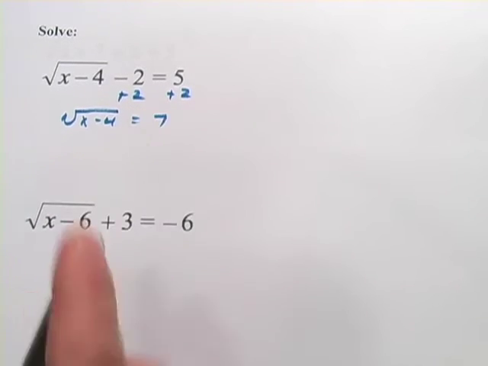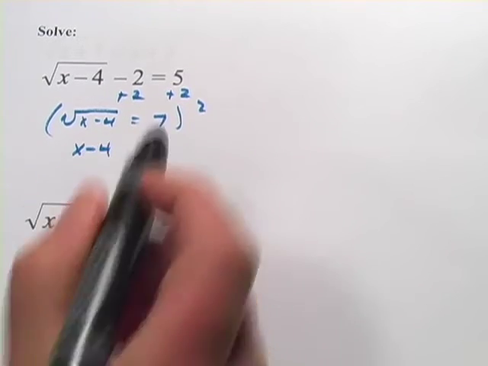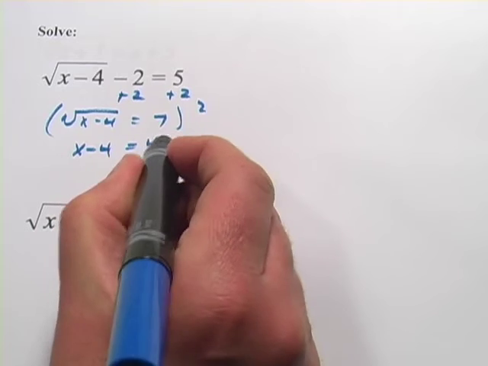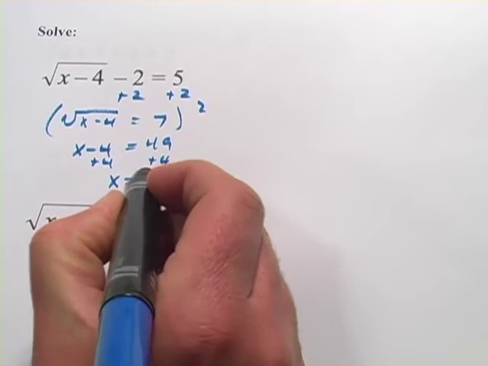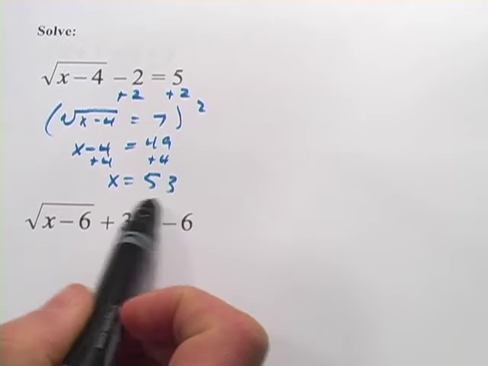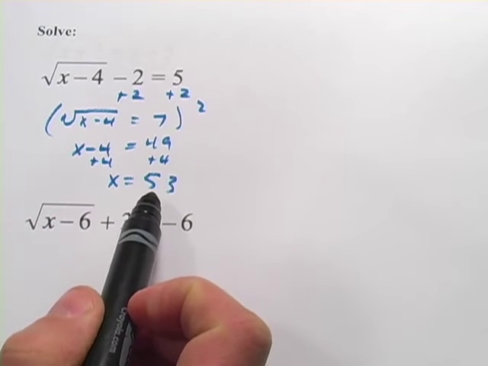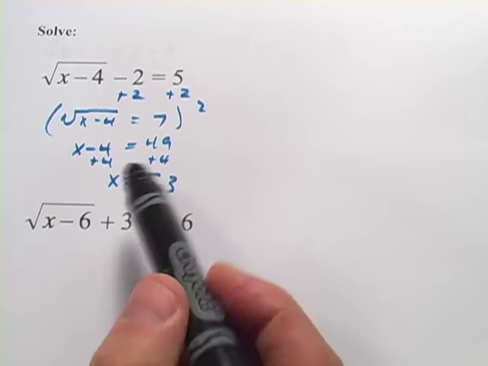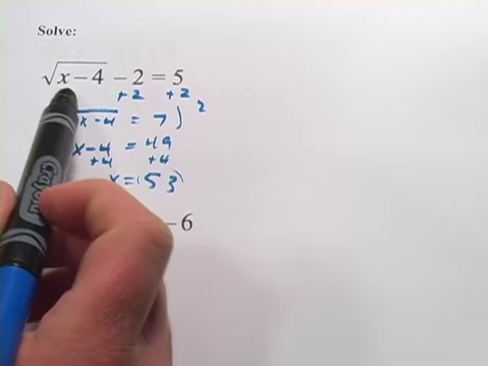And then I would go ahead and square the whole thing, and I would get x minus 4 on the left and 49 on the right. I would go ahead and add 4, and I would get x equals 53. One warning though, this may be a solution that works or it may not. Sometimes, because of the nature of the square root, you get some answers that don't work. So you want to take this and plug it back into your original equation.